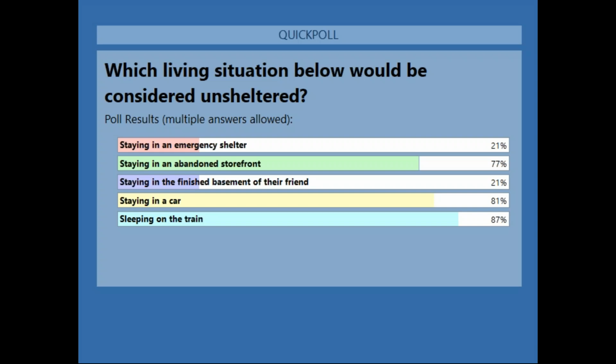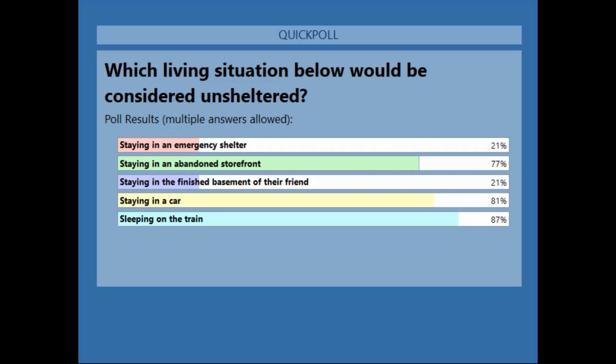Those folks that answered staying in an emergency shelter, that counts as literal homelessness, but that does not count as being unsheltered. And those that answered staying in the finished basement of their friend, that would actually not even count as being homeless, because that's a doubled up situation. Right now, we do not recognize doubled up households as being literally homeless. So if they're staying in the finished basement of their friend, that is not considered a homeless situation and definitely not considered being unsheltered.